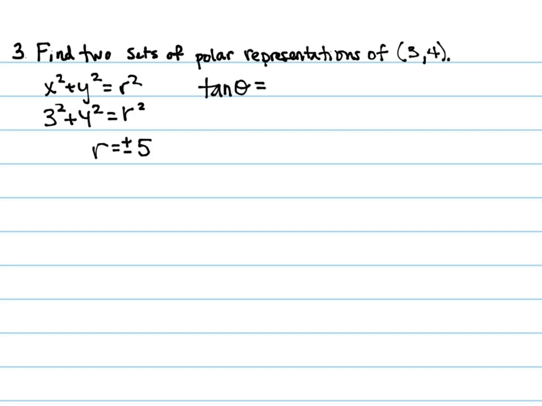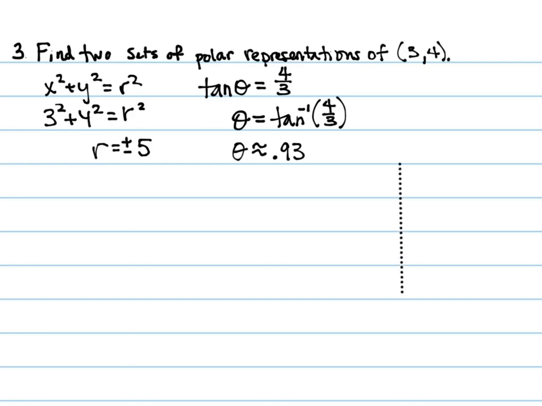Tangent of theta equals y over x, so that's 4 over 3. I don't know what your book will tell you in terms of measurements. I know radians, but let's go with decimals, 2 for now. So my theta is approximately 0.93. Now we can make sure we're getting the angle right, so the angle and the ordered pair match up.